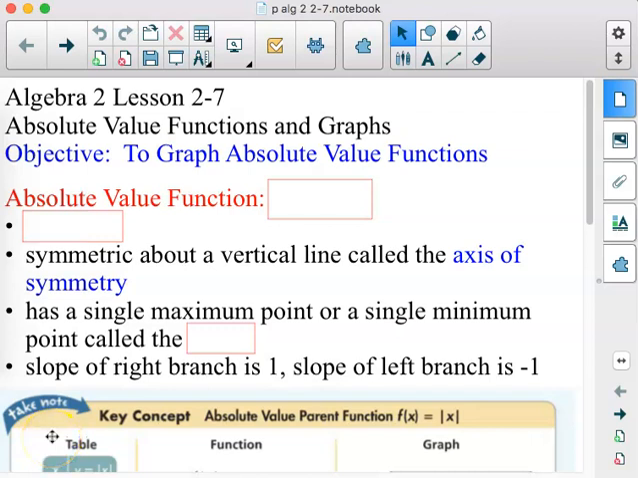Alrighty, so Algebra 2, Lesson 2.7, absolute value functions, graphing those, and we want to be able to graph them, but let's find our little yellow sheet because we should do our little grading before the lesson.